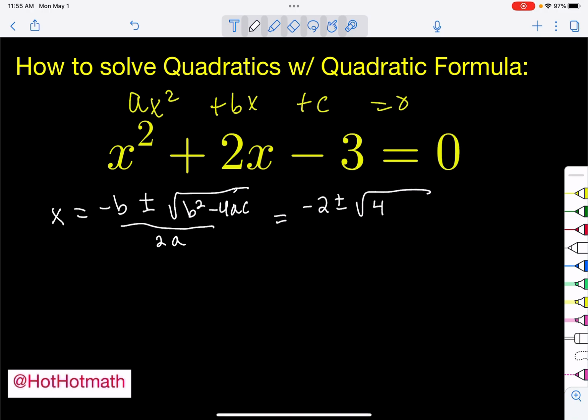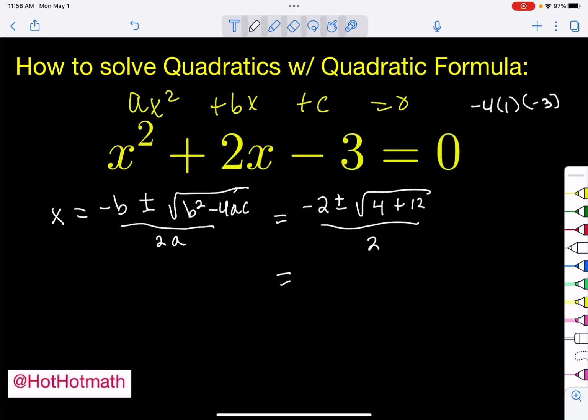And then the next I will even do in my head or in a calculator or on some paper, I will do negative 4 times our a value times our c value. And so by doing that, we can see that that's going to be 2 negatives making a positive, and then 4 times 3 is 12. And then it's all over 2a. Now a is 1, I do this part in my head too. 2a would just double that and make it 2.